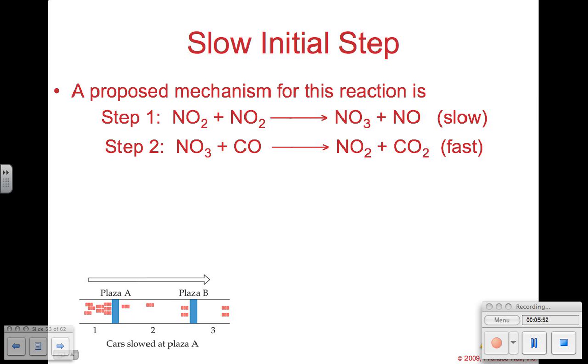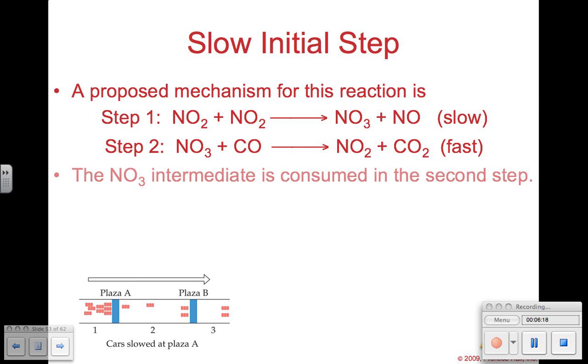And then the CO that is present in the reaction then interacts with the NO3, and it takes one of those oxygens, and then you have an NO2 left behind. And so the slow reaction is that first reaction, because that is what determined the rate equation. And this second one is so fast that once NO3 is produced, bam, it comes in collision with CO and it's gone. You have your final products.